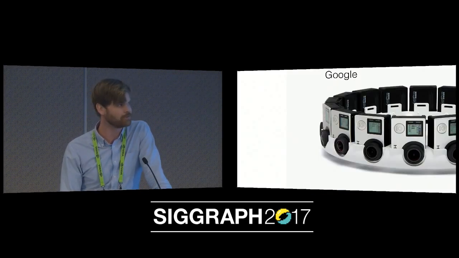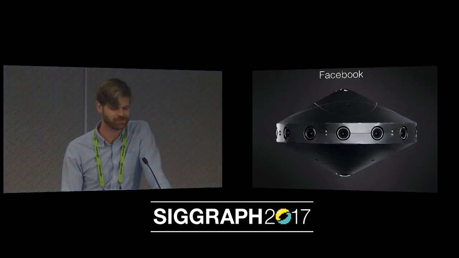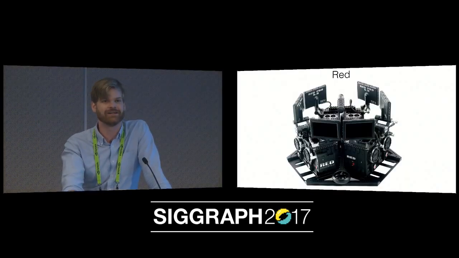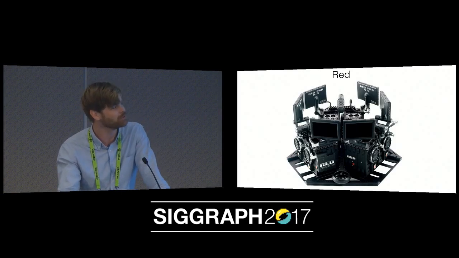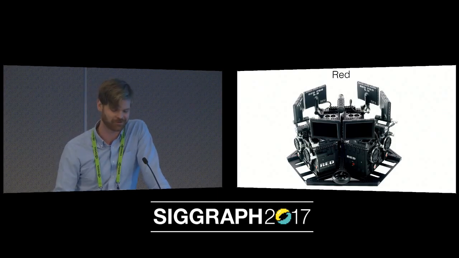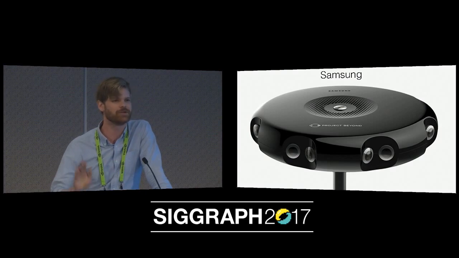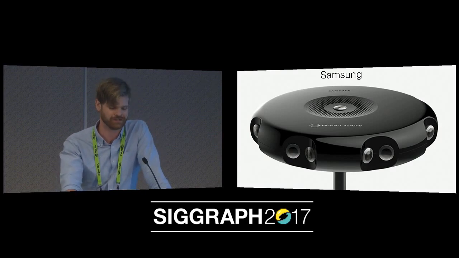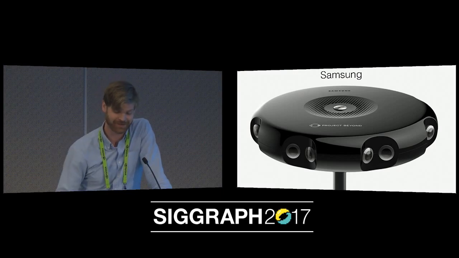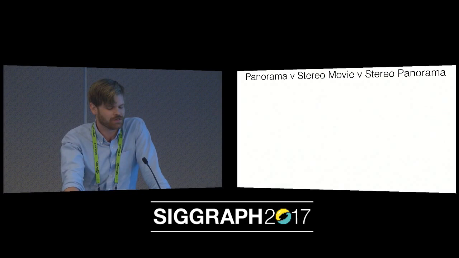Google has multiple camera rigs now. Nokia has rigs. Facebook has multiple rigs. Like this is their older, bulkier version. Red has a very expensive rig where they have multiple of these cameras. And those of you familiar with Red cameras know that each of these costs $60,000. So they have, was it six of them? So it's a pretty expensive rig overall. Samsung has one. I mean, Ricoh has one. There are many, many different companies that are trying to get into this space. And it's a very exciting space because it allows us to place us somewhere else on planet Earth that we're not able to maybe physically be or can afford to be, especially on the salary of a graduate student. So let's explain the differences between panoramas, stereo movies, and stereo panoramas.